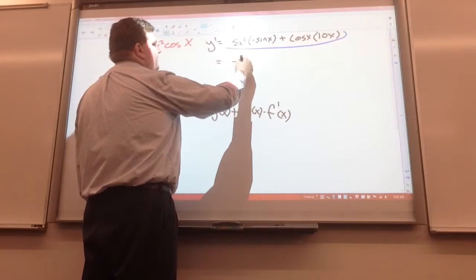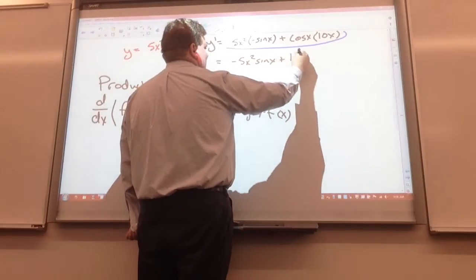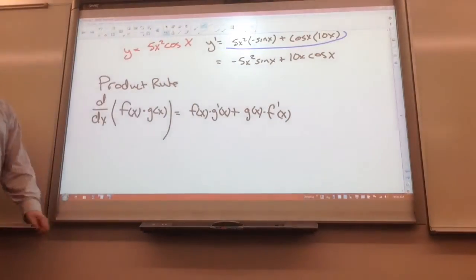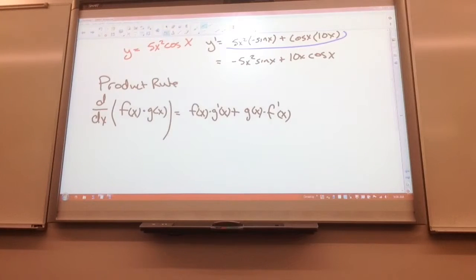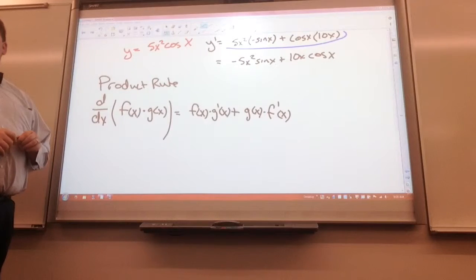It's minus 5x squared sine of x plus 10x cosine of x. And that's really as far as we'll clean this up. Okay? There's no reason to go any further than that. In fact, really the only thing I could do left, I could factor out a 5x if I wanted to, but is that going to help me with anything? No. Not really. So we'll just let it be. Okay? But this is the product rule of how you handle things like this. Okay? Any questions on how it works so far?